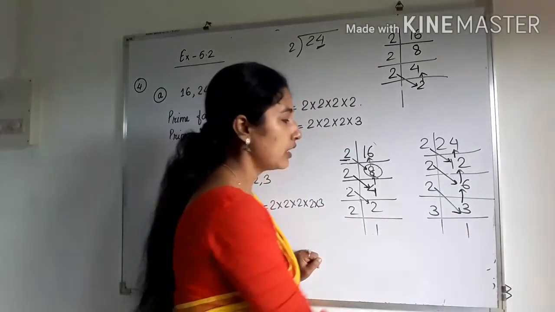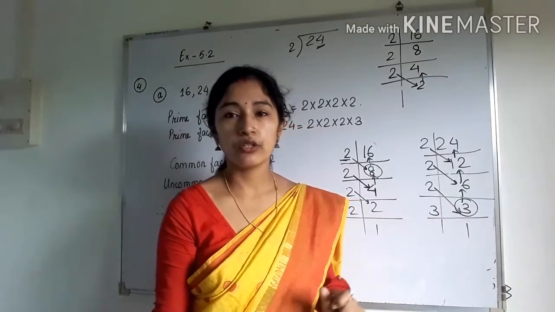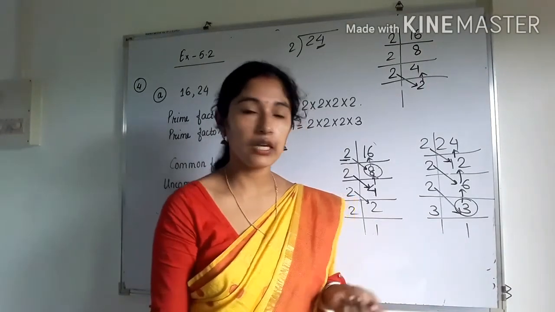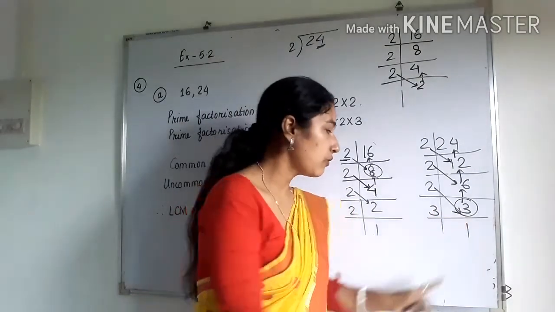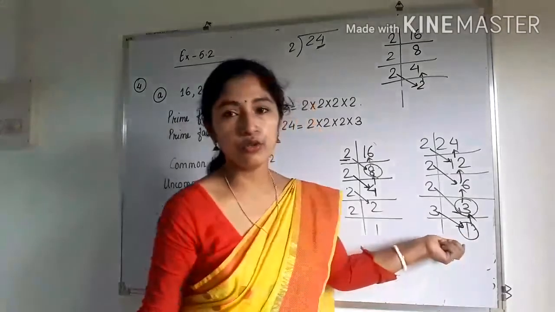Again 2 3s are 6. Now see, we got 3. So 3 is not divisible by 2, 3 is divisible by 3 and 3 is a prime number again. So we can write here 3. So 3 1s are 3. So 1 has come, now we have to stop here.